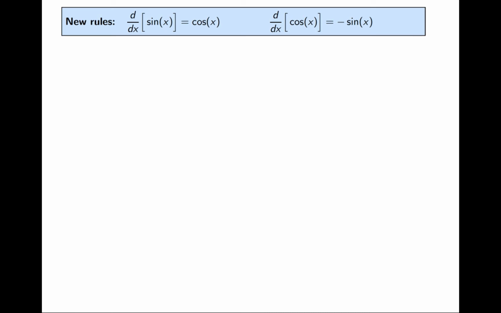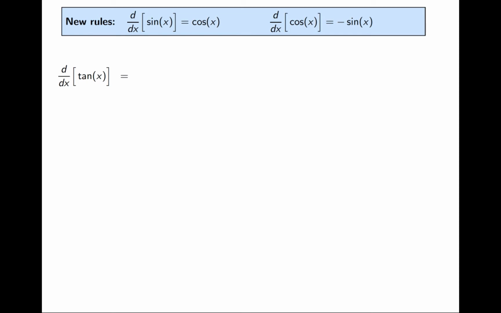So we've got two new rules so far. The derivative of sine of x is cosine of x, and the derivative of cosine x is minus sine of x. So we're a third done. Remember, we wanted 6 new rules, 1 for each trig function. Let's start working on those other 4 trig functions.